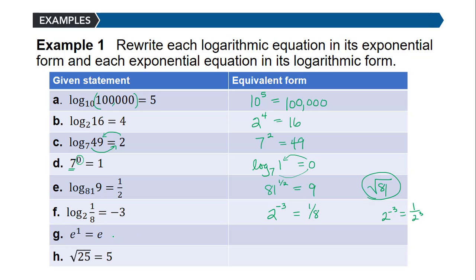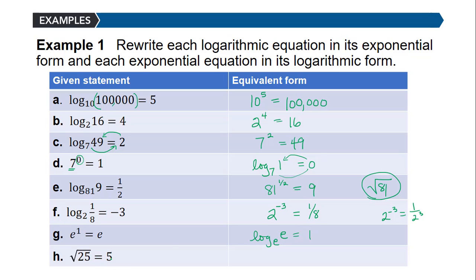e to the 1 equals e. So here's this number e coming up again. So that would be log to the base e, right? Our base of our exponent is e. Log to the base e of e is equal to 1, right? So the log is always equal to the exponent.